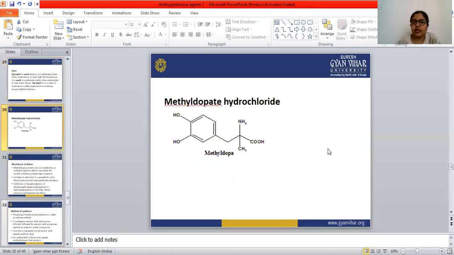Next drug is methyldopate hydrochloride. This is the structure of methyldopate hydrochloride. In the syllabus, the synthesis of methyldopate hydrochloride we have to learn.